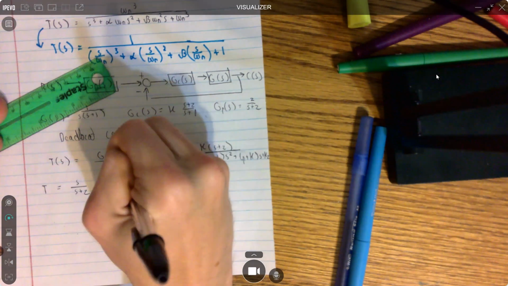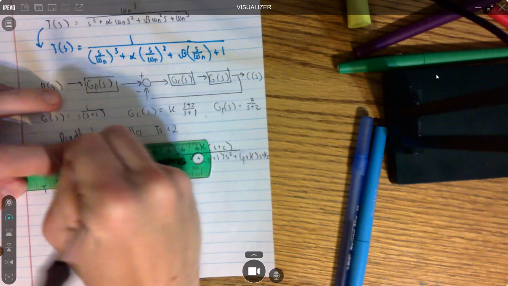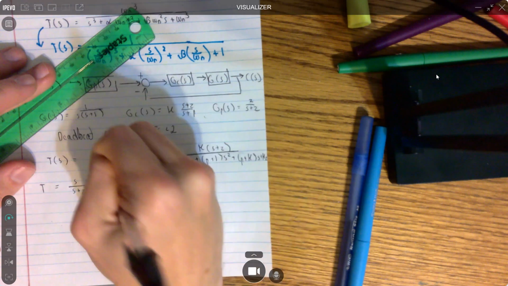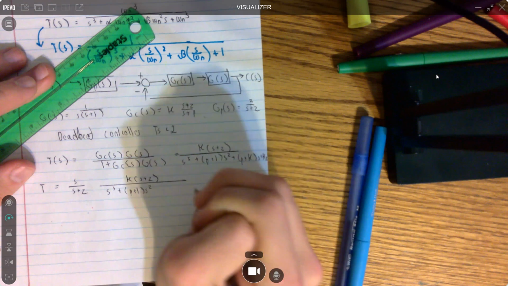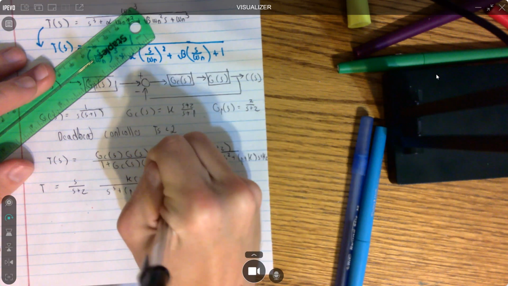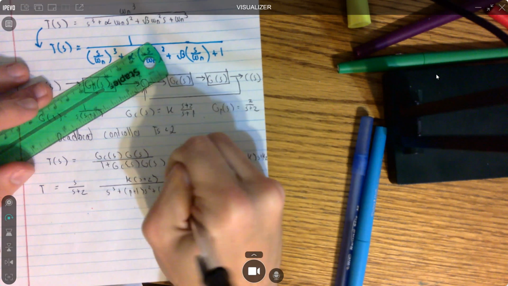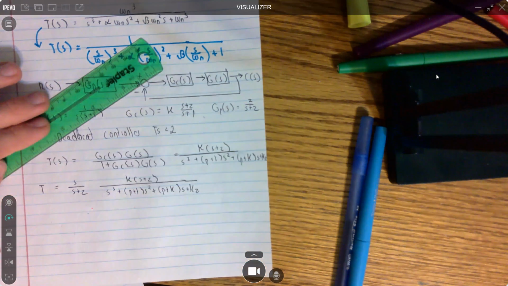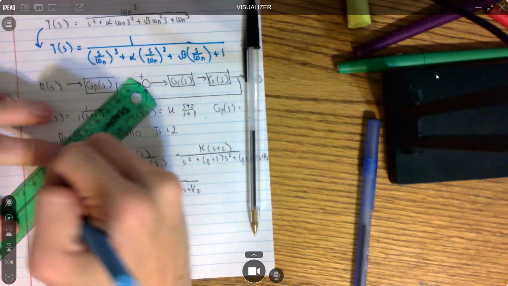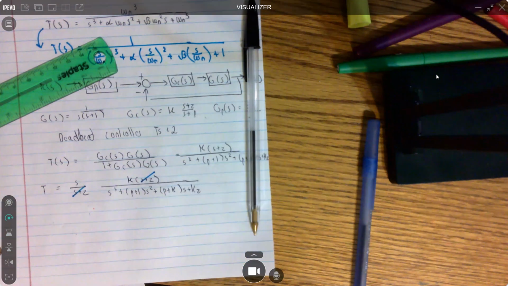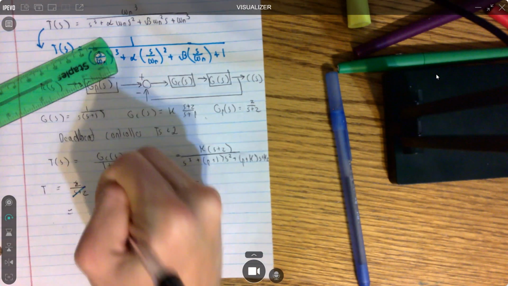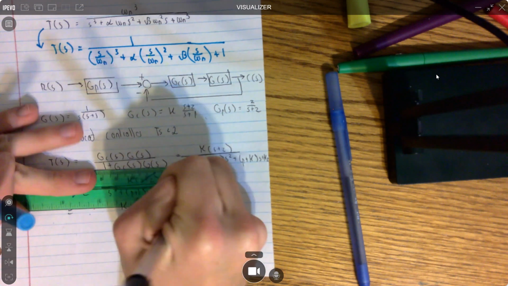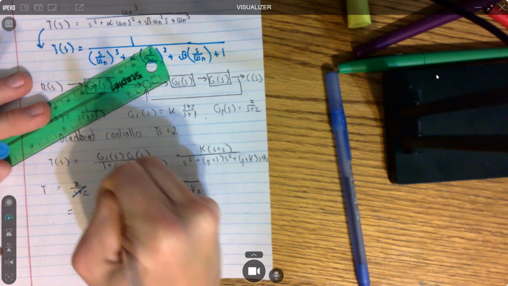Then K times s plus z all over s to the power 3 plus p plus 1 s squared, and then plus p plus K s plus Kz. What we need to do here is notice the zero from our system is going to cancel with the pole here. Oh, this was a z in the numerator, my bad. So we're going to be left with the transfer function Kz all over s cubed plus p plus 1 s squared.